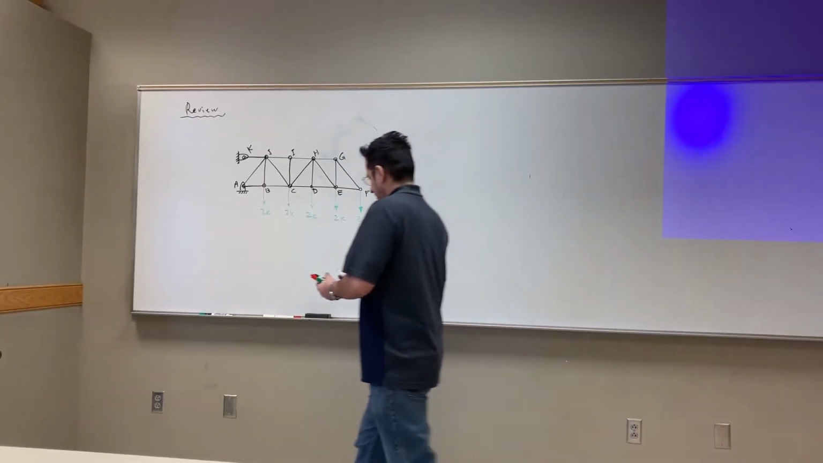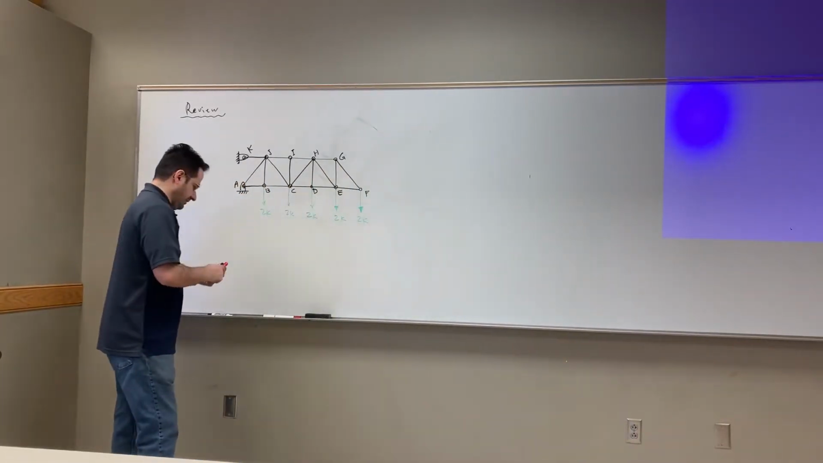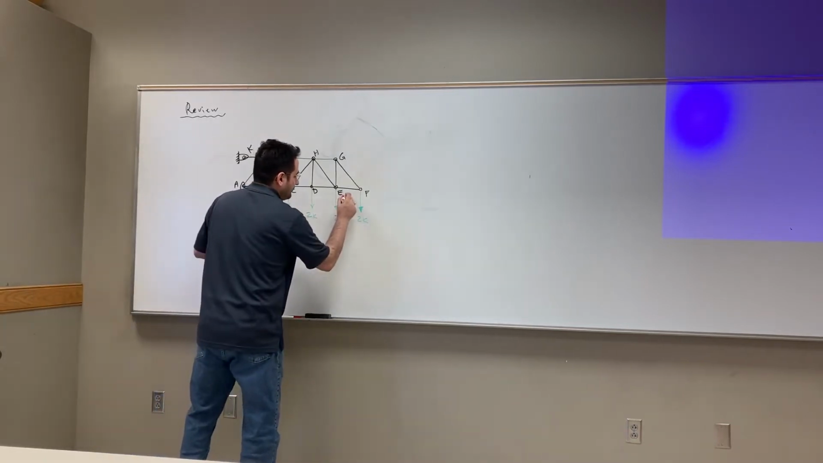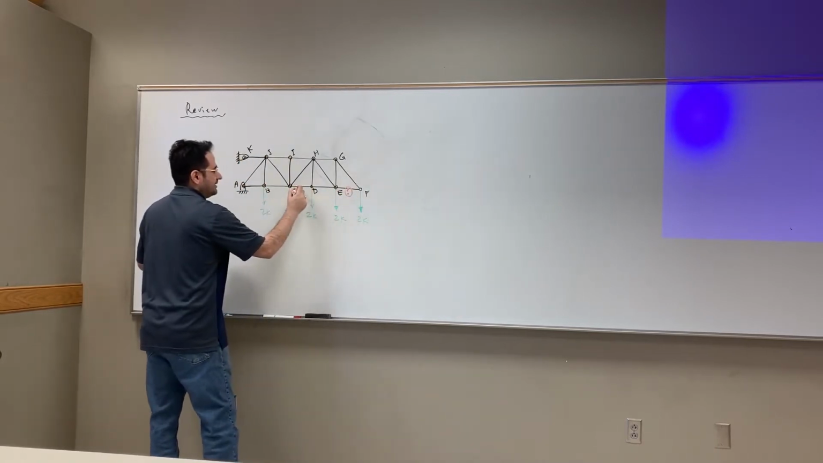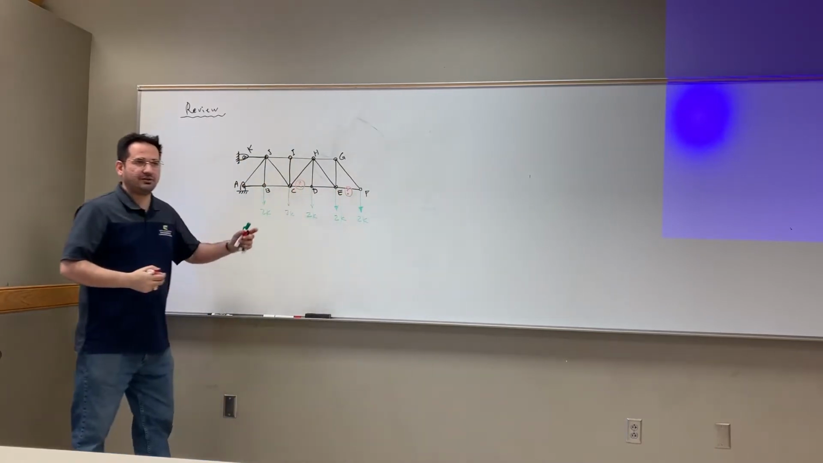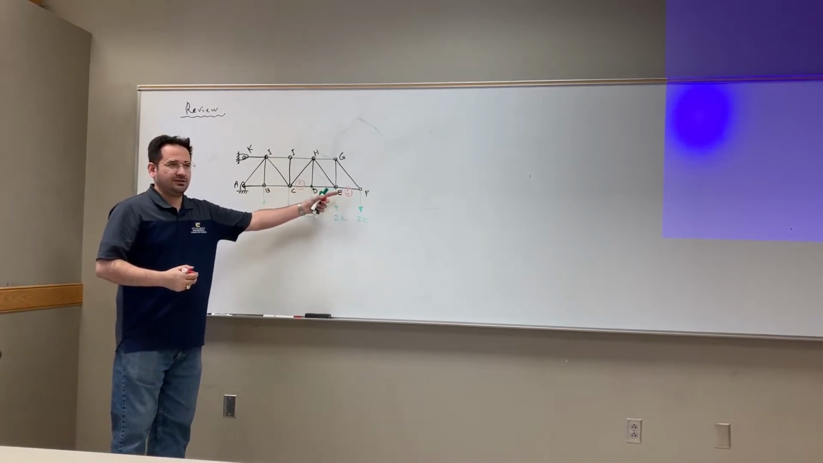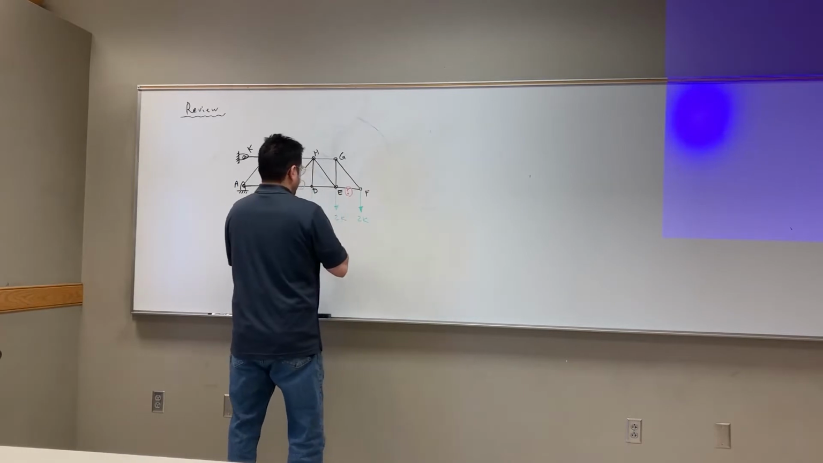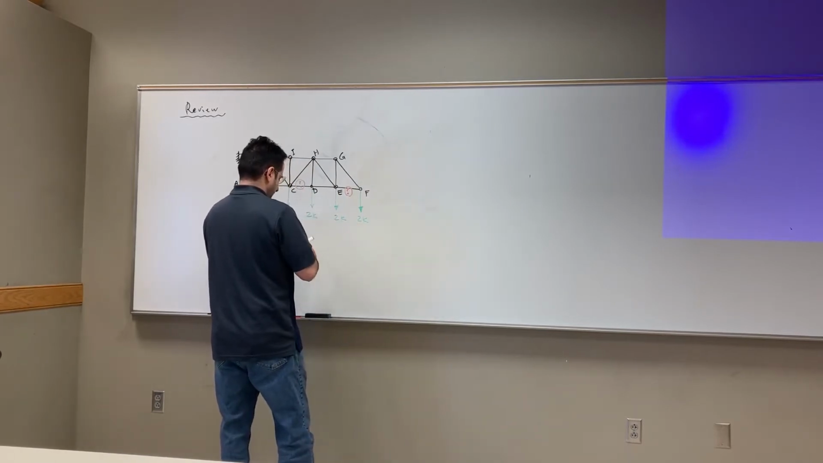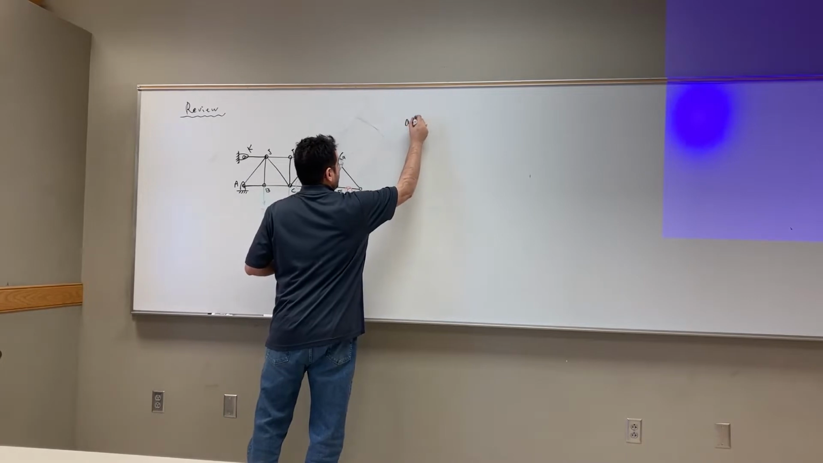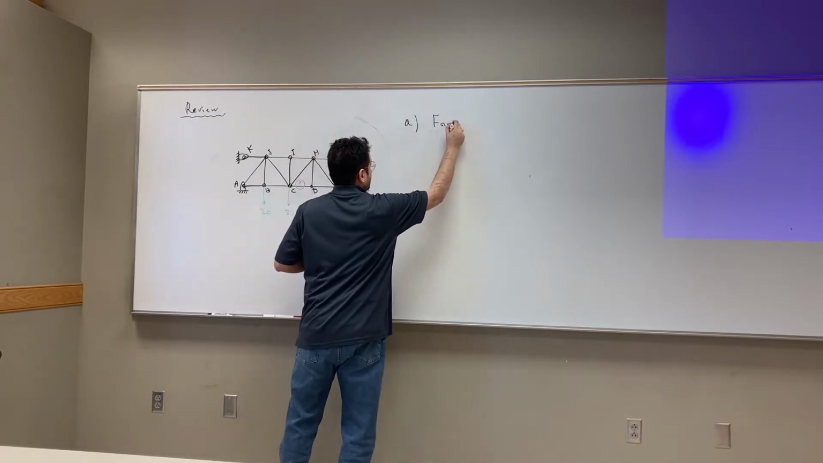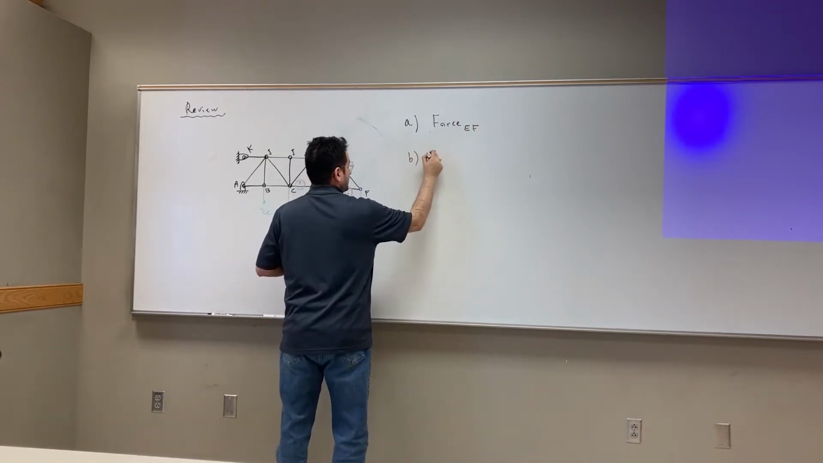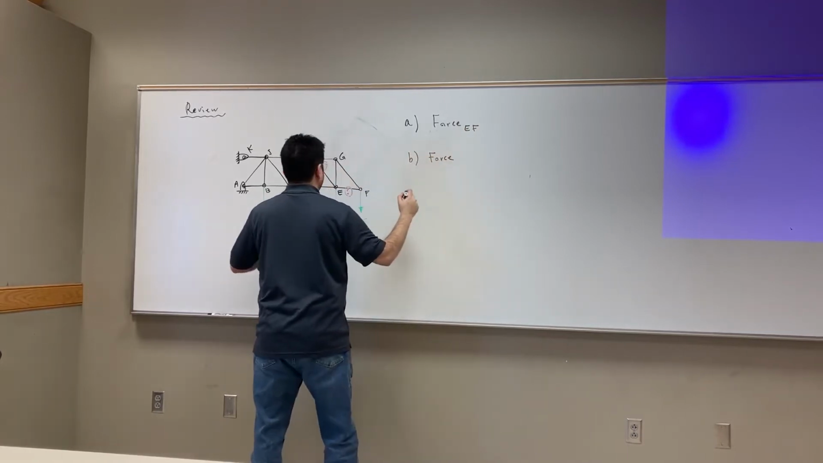The lecture today. What happens in the last three is this problem was given, and I want to find the force in this member and in this member only, in these two members. And then I'll ask what's the fastest method to get these two. Part A: force in EF. And part B: force in CD.